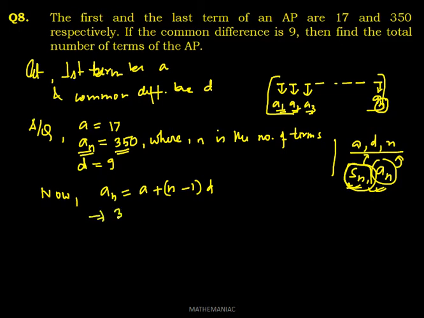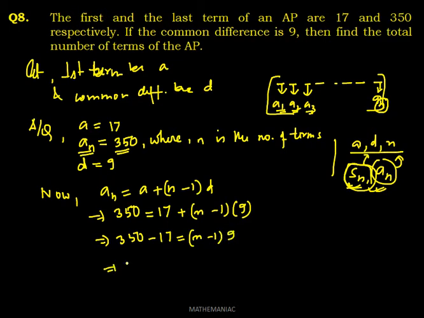Now go on putting the values. This is 350, this is 17, N minus 1, D is given to be 9. Now from here you have to determine what is N minus 1. So transfer this 17 to the left side, then it will be 350 minus 17, that is equal to N minus 1 into 9. So what will you be left with? If you subtract 17, it is 333. Yes, 350 minus 17 will give you 333.